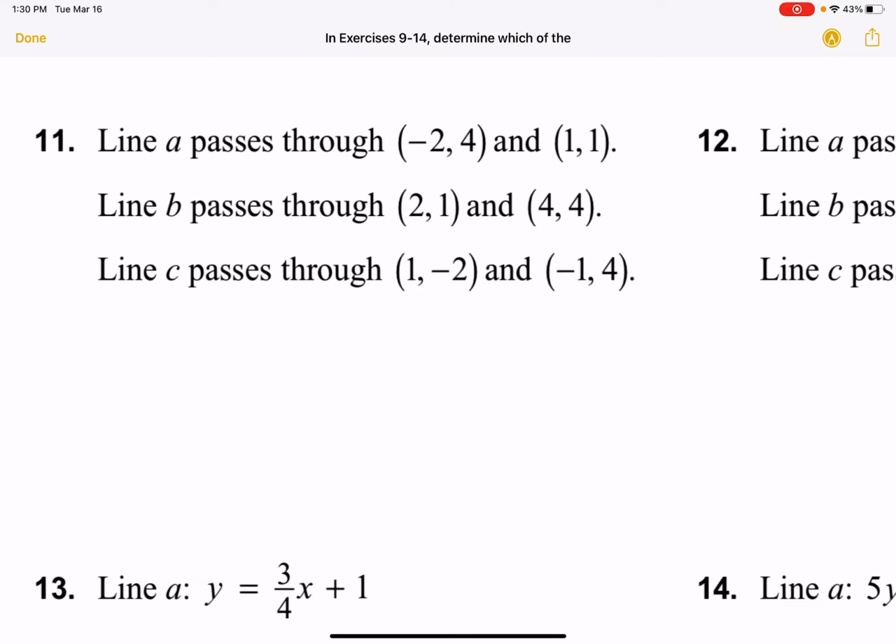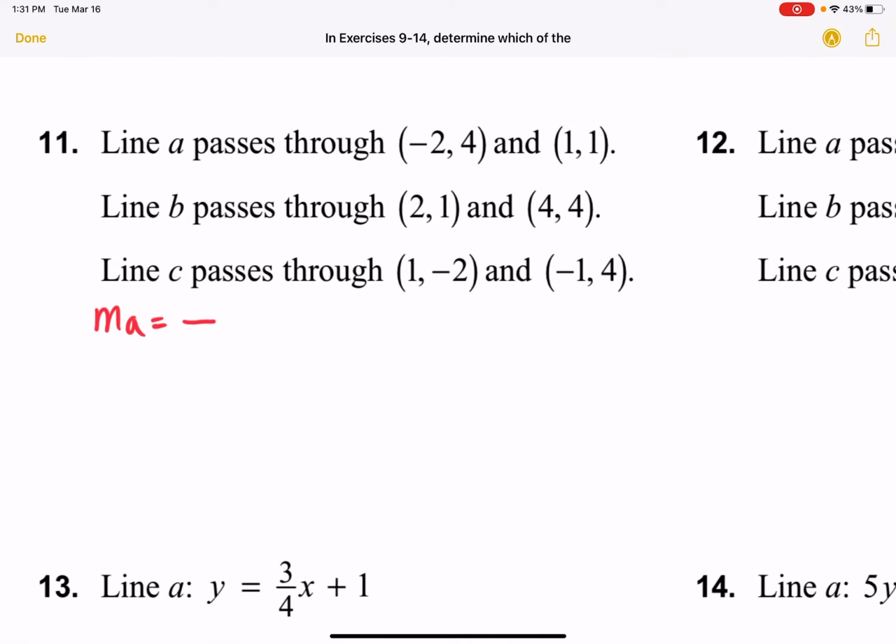So the slope of line A, the letter M stands for slope, M sub A means for line A, is going to be the difference between the two y's, so subtract the y's, divided by the difference between the x's, 1 minus negative 2. You could do it the other way around, just stay consistent. And so this is negative 3 divided by 3, which is negative 1.